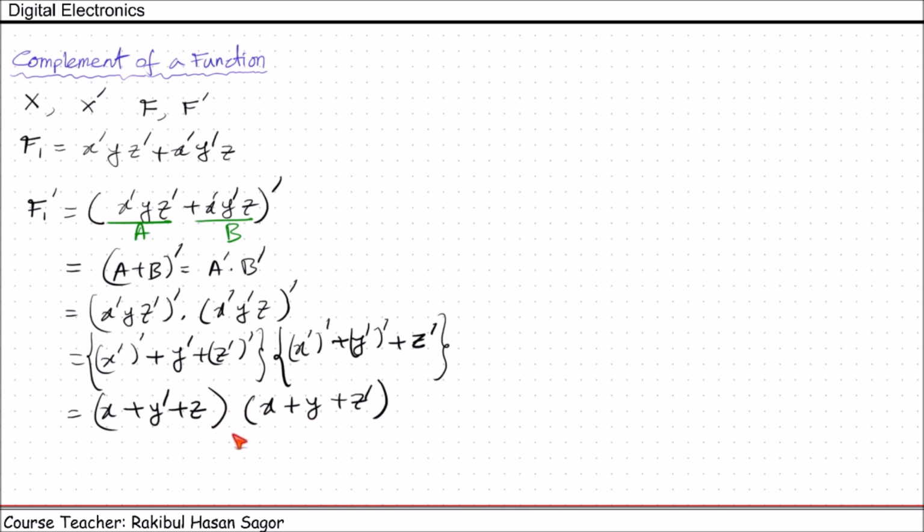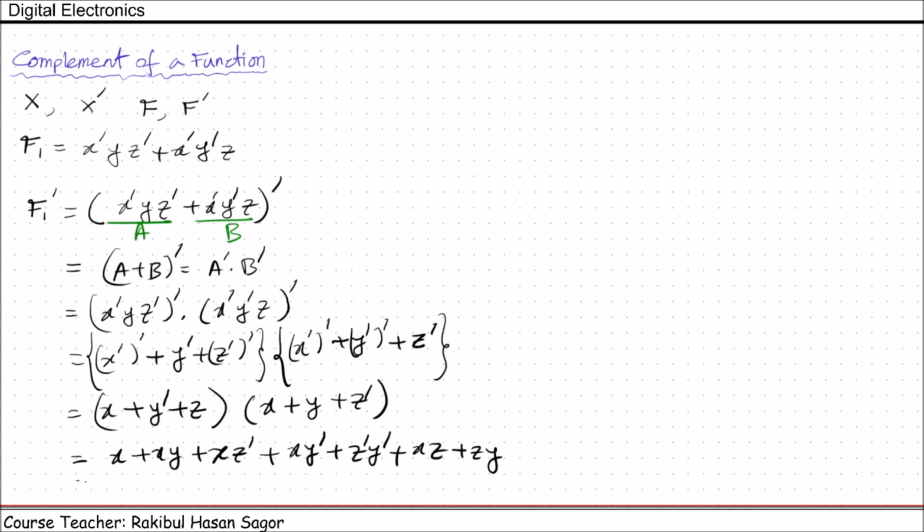If you want to present it in SOP form, then you can multiply: x plus x y plus x z prime plus y prime will give you 0. So x y prime plus z prime y prime plus x z plus z y; z z prime will give you 0. So this is the function in SOP form. Now you can simplify this function by taking x common from here and you can do it by yourself. But this is the representation of f1 prime in SOP form.